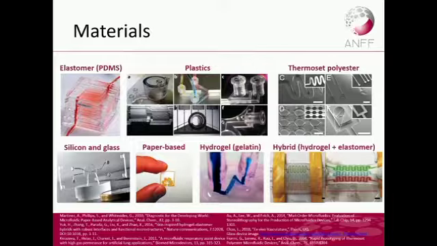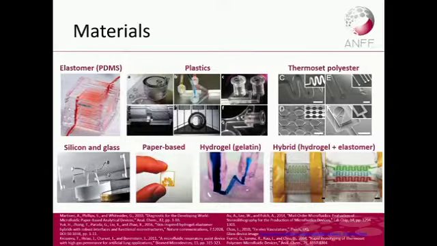Here we're just briefly looking at the types of materials used in microfluidics. As you can see, there are plenty of different types, from elastomer, PDMS, to plastics, thermoset polyester, silicon and glass, paper-based, hydrogel, and also hybrids of these. Now, silicon, glass and PDMS are probably the most encountered.